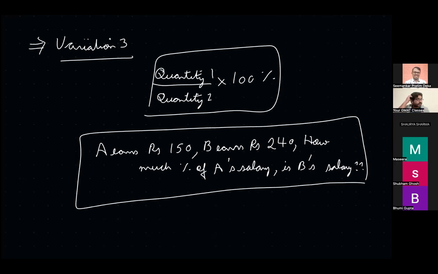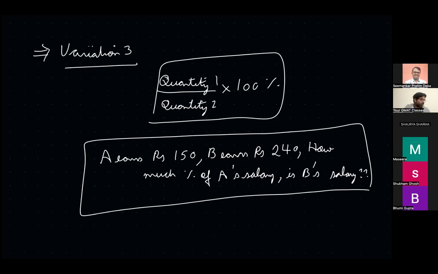So please understand, the denominator will always be the value with which we are comparing. So what do we need to compare? We need to compare B to A's salary, right? Do all of you agree?